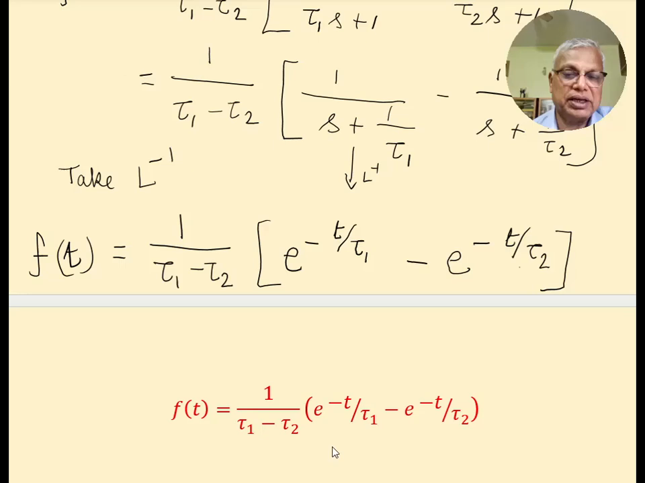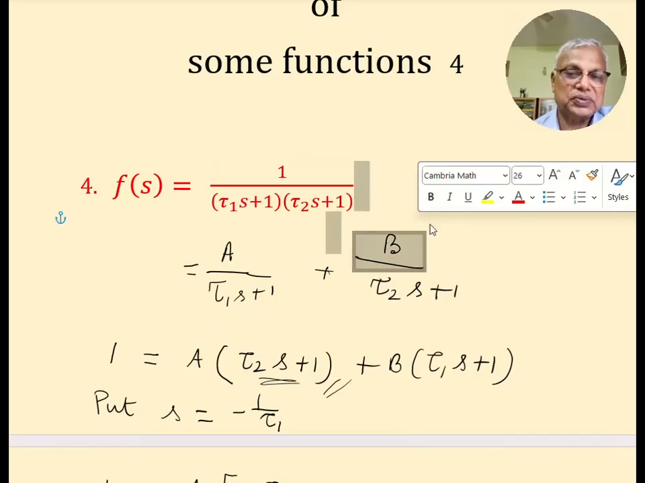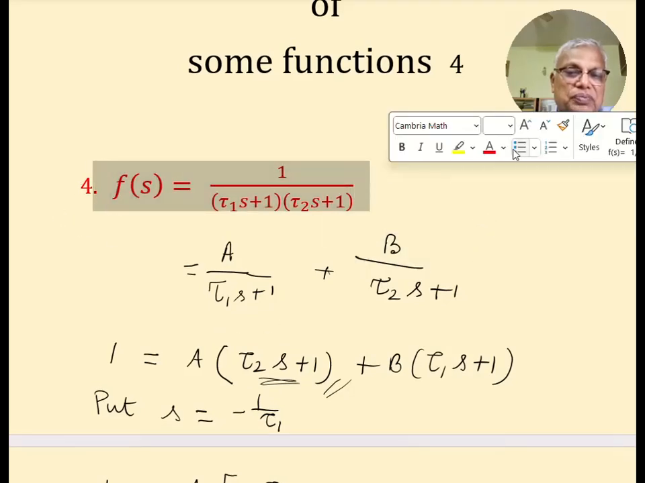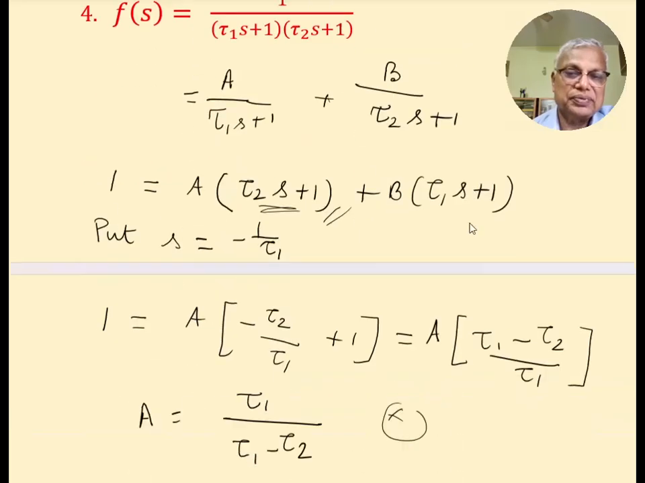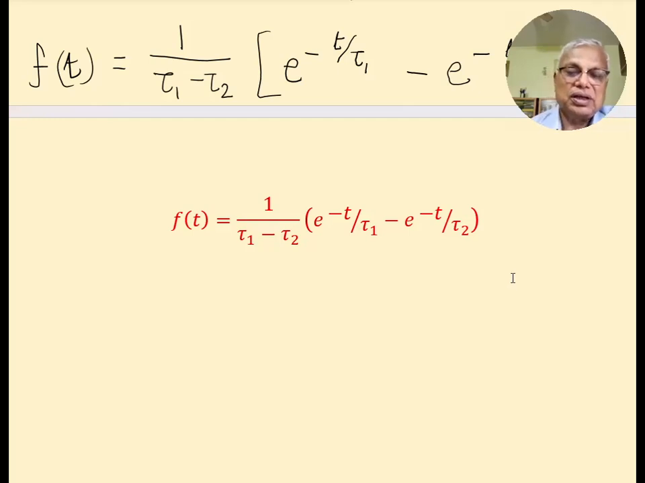So I have written the same thing again here. So this is f of t. So this and this are the same. F of t here is the required inverse Laplace transform of the given function. So this function, as I said, will be useful when you study the dynamic response of some processes in process dynamics.